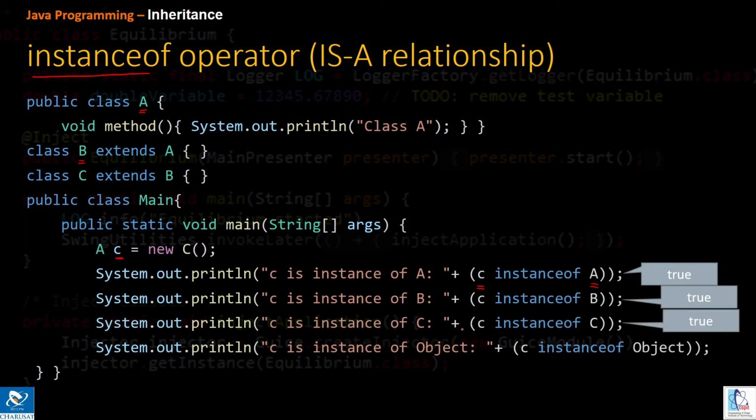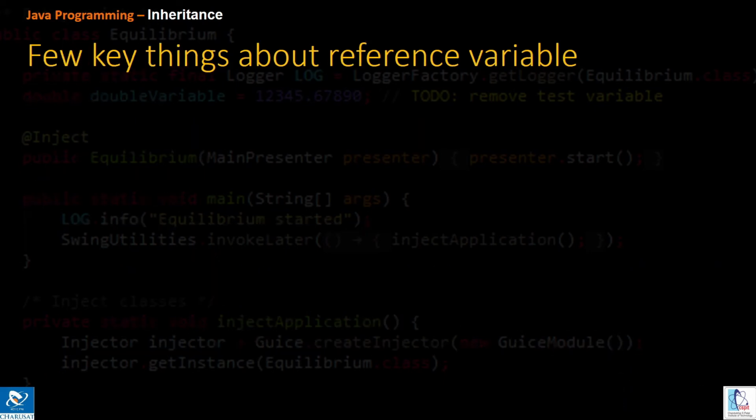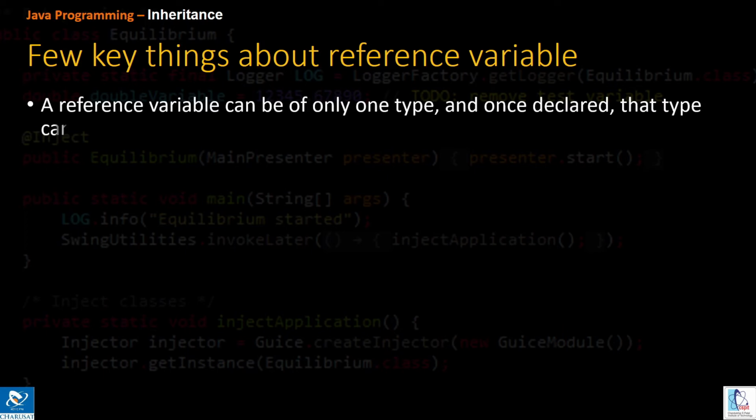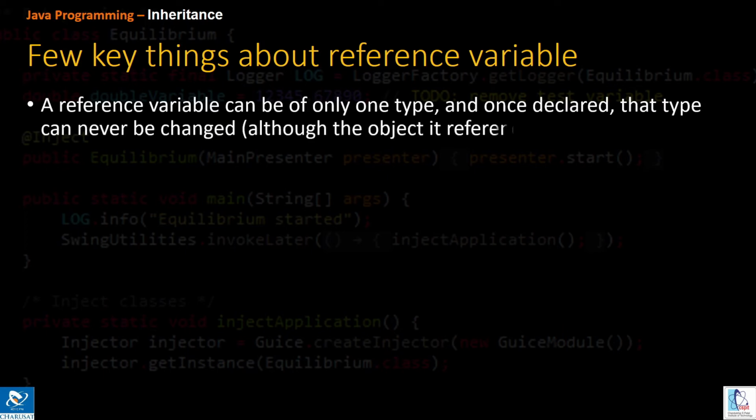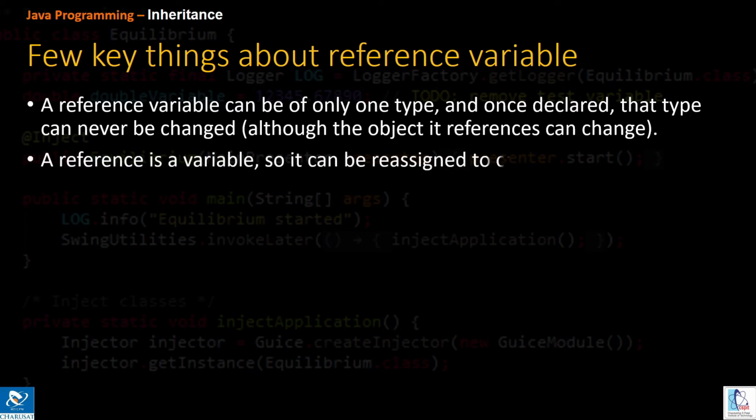Can I say that C is an instance of Object? Obviously yes, because all the classes in Java extend the Object class. So this is also true. Yeah, a few key things that we should keep in mind about the reference variable. The first one is that the reference variable can be of only one type, and once declared, the type cannot be changed.